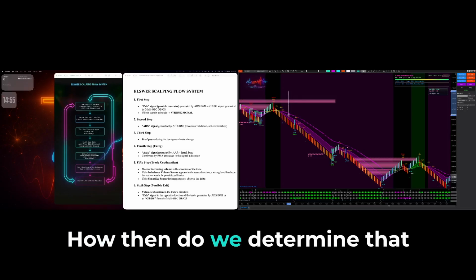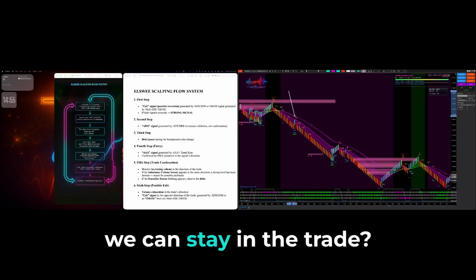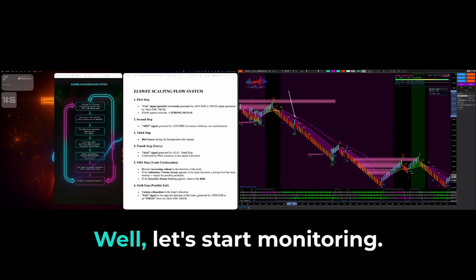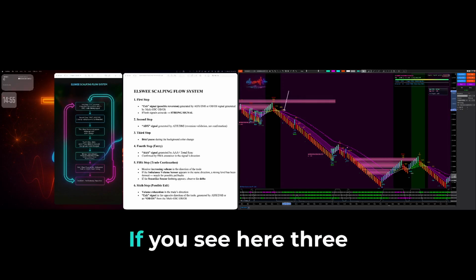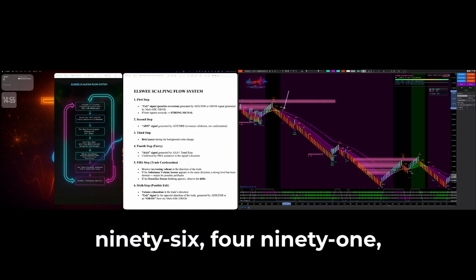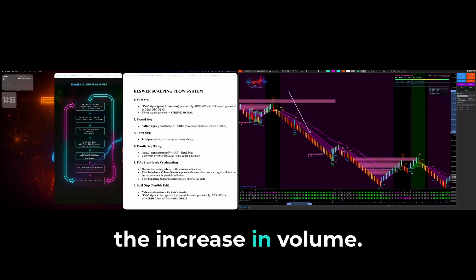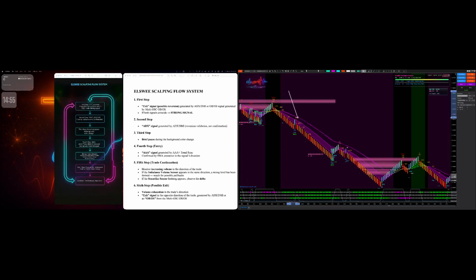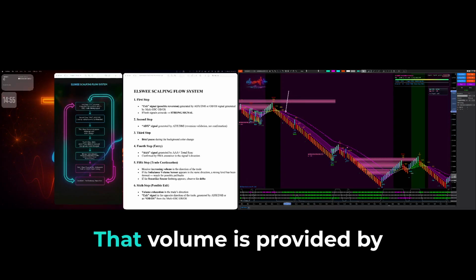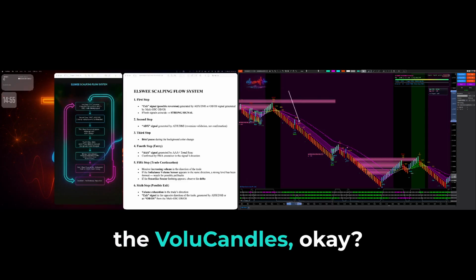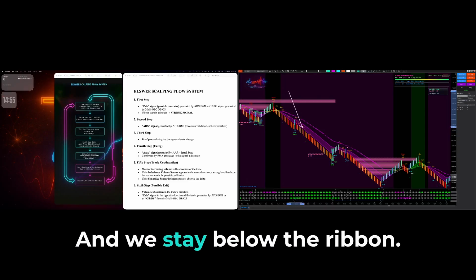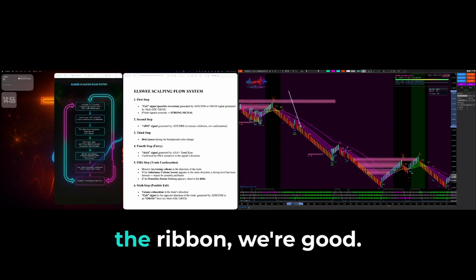How then do we determine that we can stay in the trade? Well, let's start monitoring. If you see here 396, 491, 469, and we keep seeing the increase in volume, that volume is provided by the volume candles, okay? And we stay below the ribbon. As long as we stay below the ribbon, we're good.